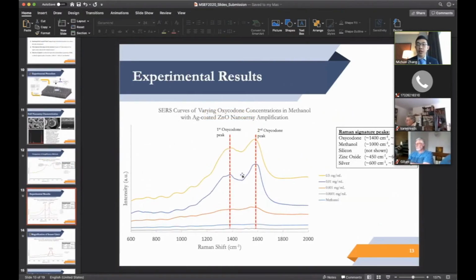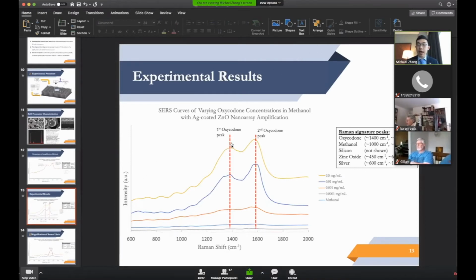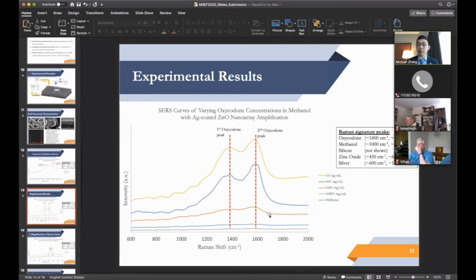As you can see here, the detection peaks are at around a Raman shift of 1400 and 1600, which are labeled for your convenience. And the signal actually scales with the concentration of the opioids in the water. As you can see here, the curve for 0.5 milligrams per milliliter is significantly higher than the detection curve for 0.001 milligrams per milliliter. And our sensor limit is actually at 0.1 micrograms per milliliter, which is shown here.